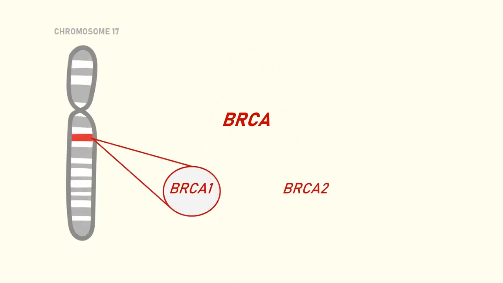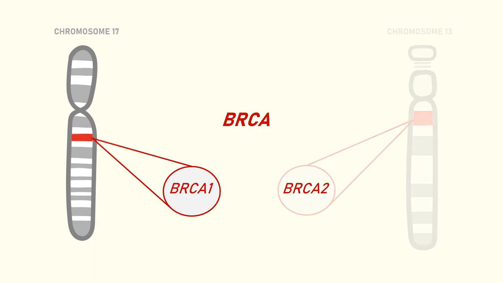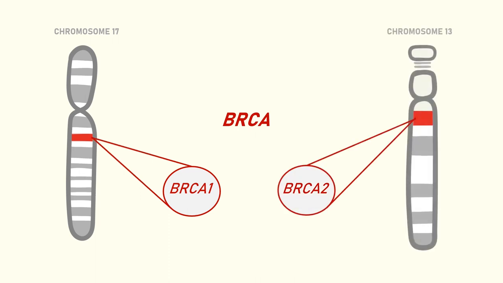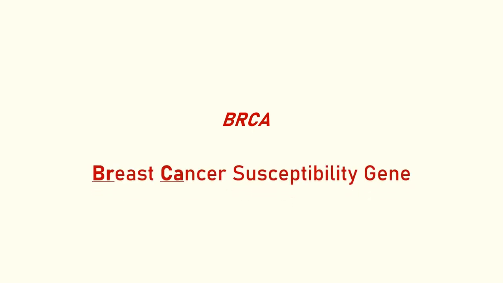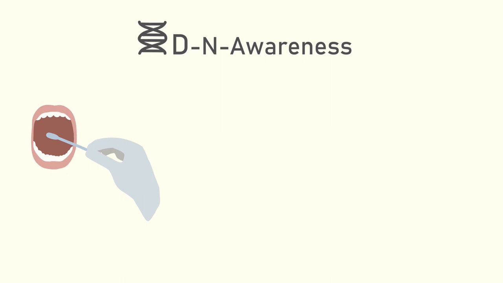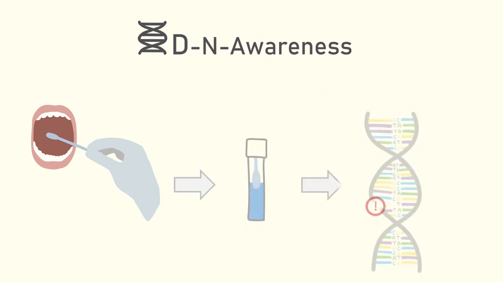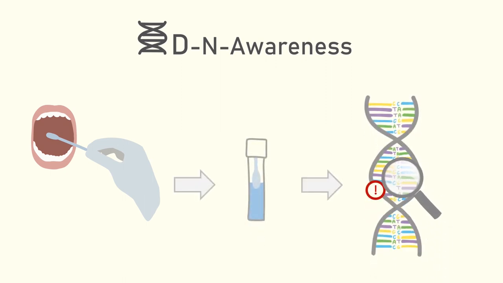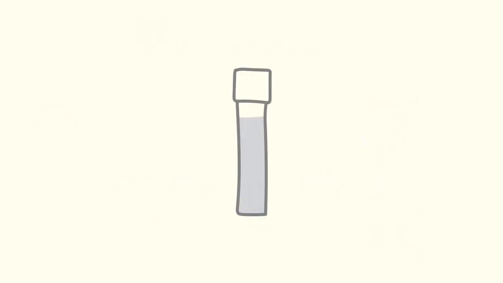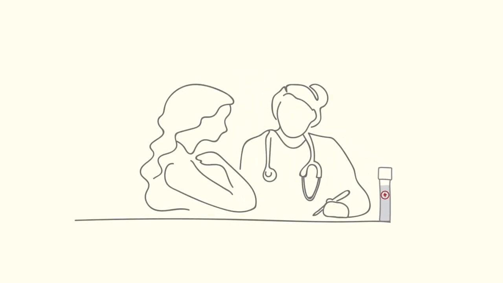BRCA1 has been mapped on chromosome 17 and BRCA2 is on chromosome 13. BRCA stands for breast cancer susceptibility gene. These genes can also be involved in ovarian or prostate cancer. Here in the DNA Awareness Lab, we perform many genetic tests, including sequencing for mutated BRCA alleles. Although a positive test result does not mean you have cancer, it means your BRCA1 or BRCA2 gene is abnormal and breast cancer is more likely to develop.